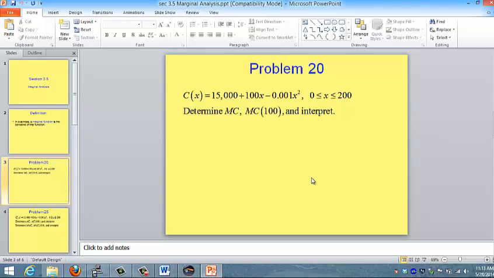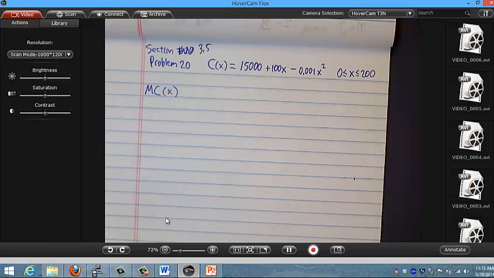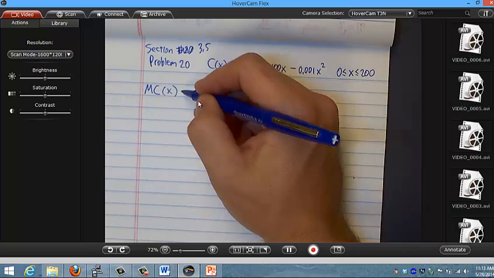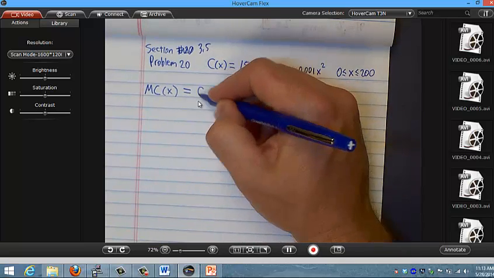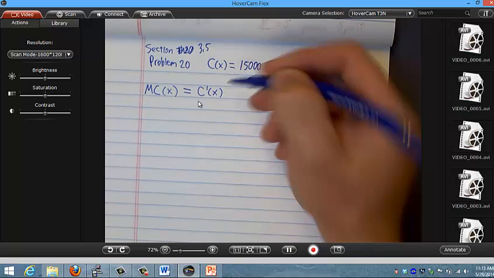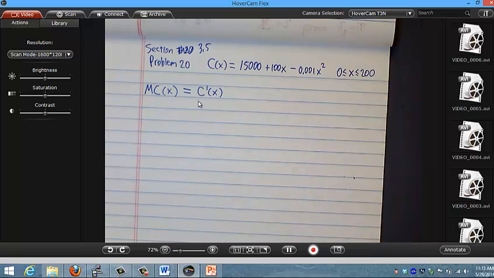First, we want to compute MC of x. Okay? That's the marginal cost. So I'm going to go ahead and do that. Well, first thing you need to know, when we say MC, marginal cost, for us that's exactly the same as C prime of x, right? The derivative. All right, let's take the derivative.